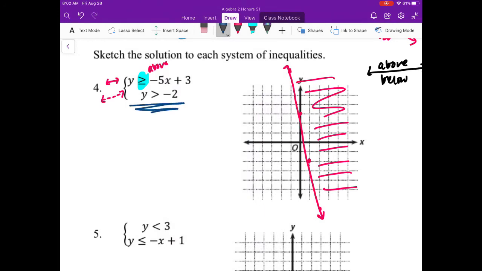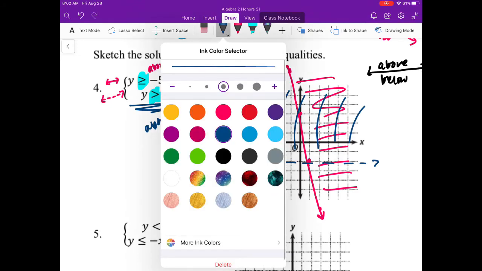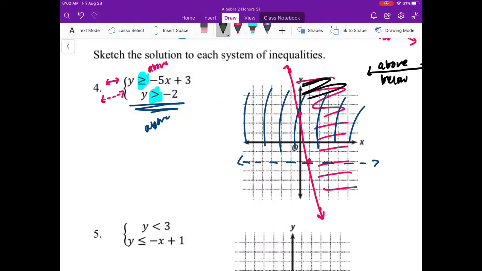Now my second line here is just going to be a horizontal line, and it's going to be right at -2. Make sure you're doing a dashed line. This is also greater than, so we're also going to shade above. So you're just doing a light shading. What you're looking for in your final picture is where your shadings overlap. So we're looking at where's the pink and where's the blue overlapping, which is going to be right here in this top corner. So that's what I want you guys to now shade in really, really darkly.